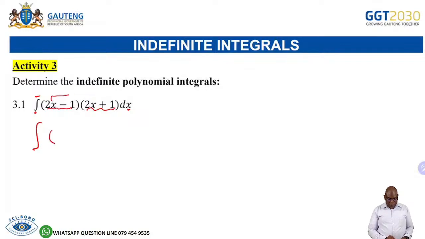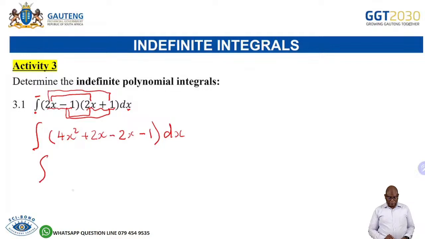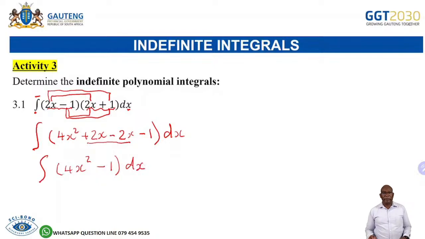Now we multiply 2x multiplied by 2x will give us 4x squared. 2x multiplied by 1 will give us plus 2x. Minus 1 times 2x will give us minus 2x. Negative 1 times positive 1 will give us negative 1. The dx is still there. I still keep my integral sign because I need to simplify this. So I'll get a 0 there, 4x squared minus 1, close bracket, the dx is still there.